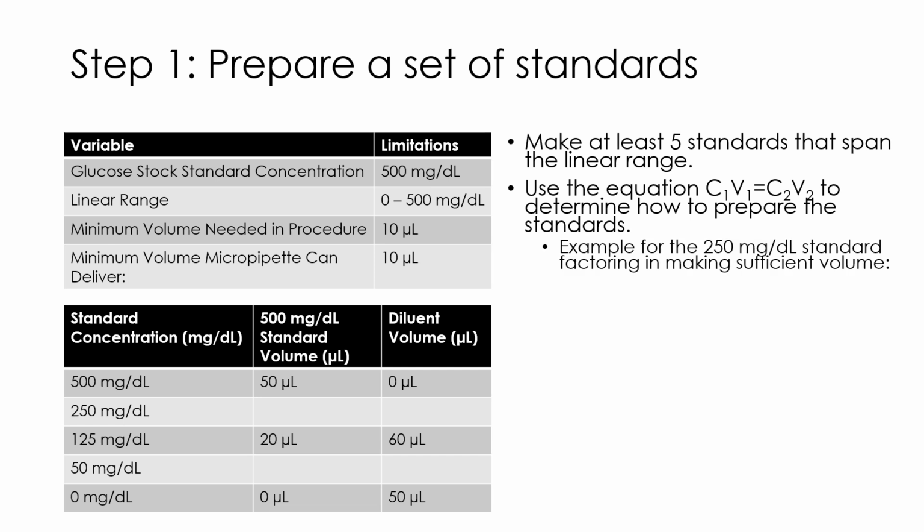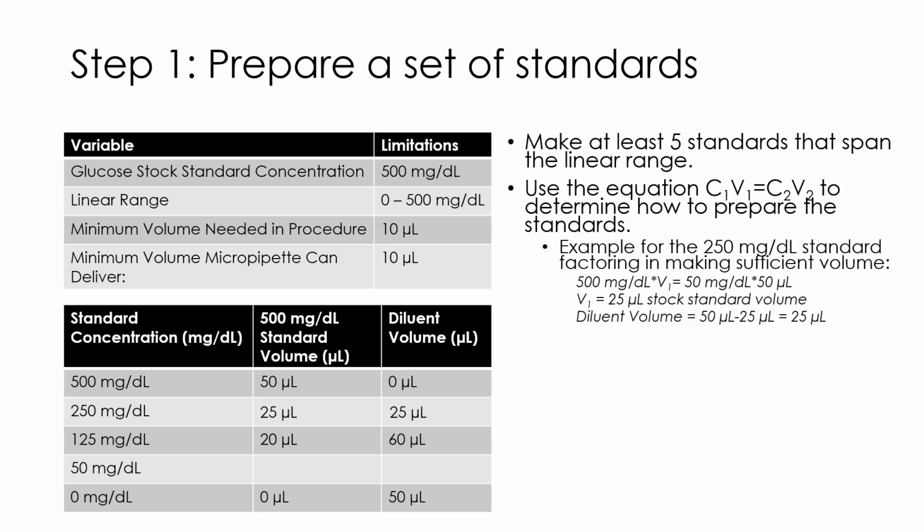For example, to prepare the 250 milligram per deciliter standard, we want to ensure that we are preparing sufficient volume of standard for the procedure. I think that making 50 microliters will provide sufficient volume and stay within the limitations of our micropipette. We will set up the equation with the variables that we know, which include the stock standard concentration, the final volume we want, and the concentration we want. Then we can solve for the volume of stock standard that we need to add to make the 250 milligram per deciliter standard and insert that volume into our table.